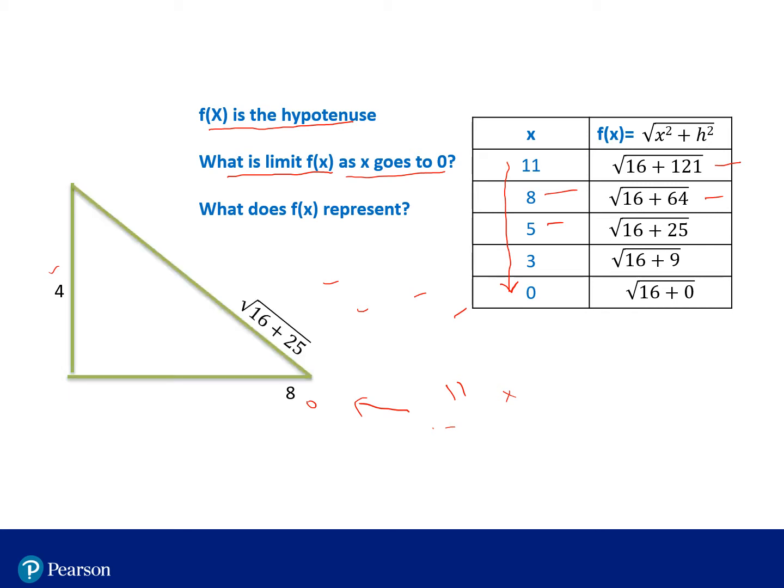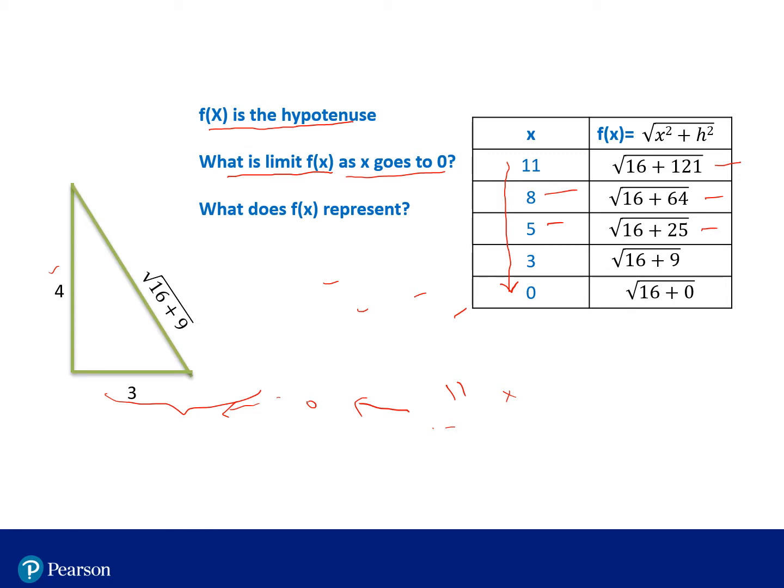So now x moves to 5, so this is only 5, and for that the hypo will be the square root of 16 plus 25. And then the next case is 3, so x will continue, and this is going to result in the adjacent equal to 3, and for that matter the hypo will be the square root of 16 plus 9.